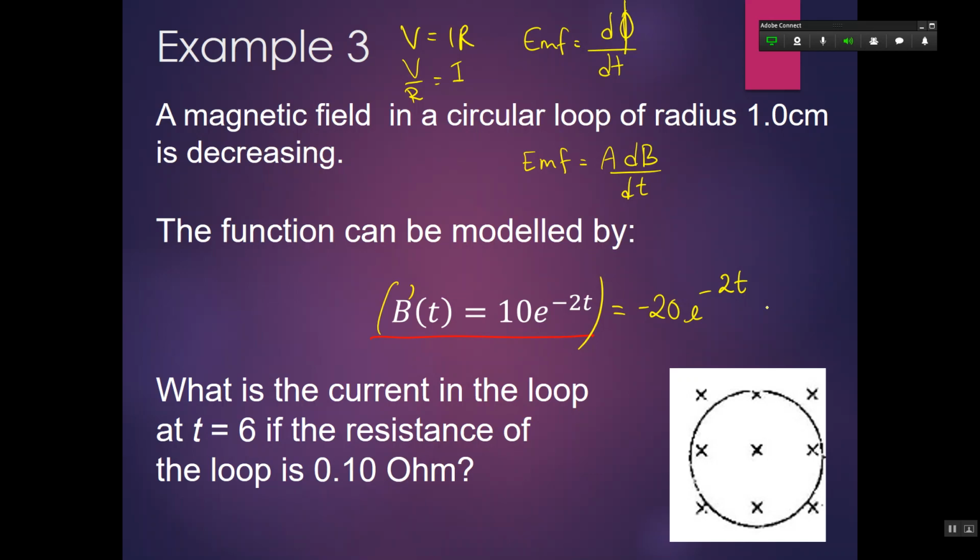So now I can plug in the change in magnetic field at 6 seconds. So I'm going to put in that 6, so minus 20 e to the minus 2 times 6 seconds. That I won't be able to do in my head, and maybe some of you could help me out here. This is what we're going to put here: the change in magnetic field at time equal to 6 seconds.